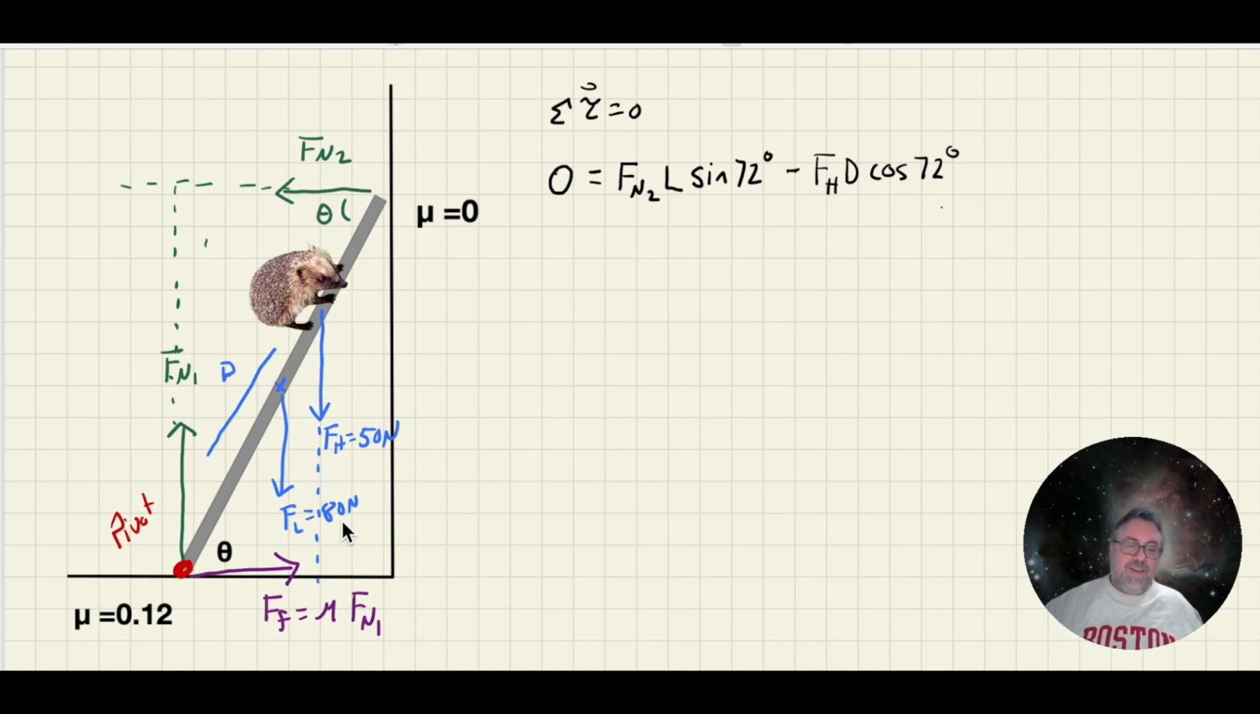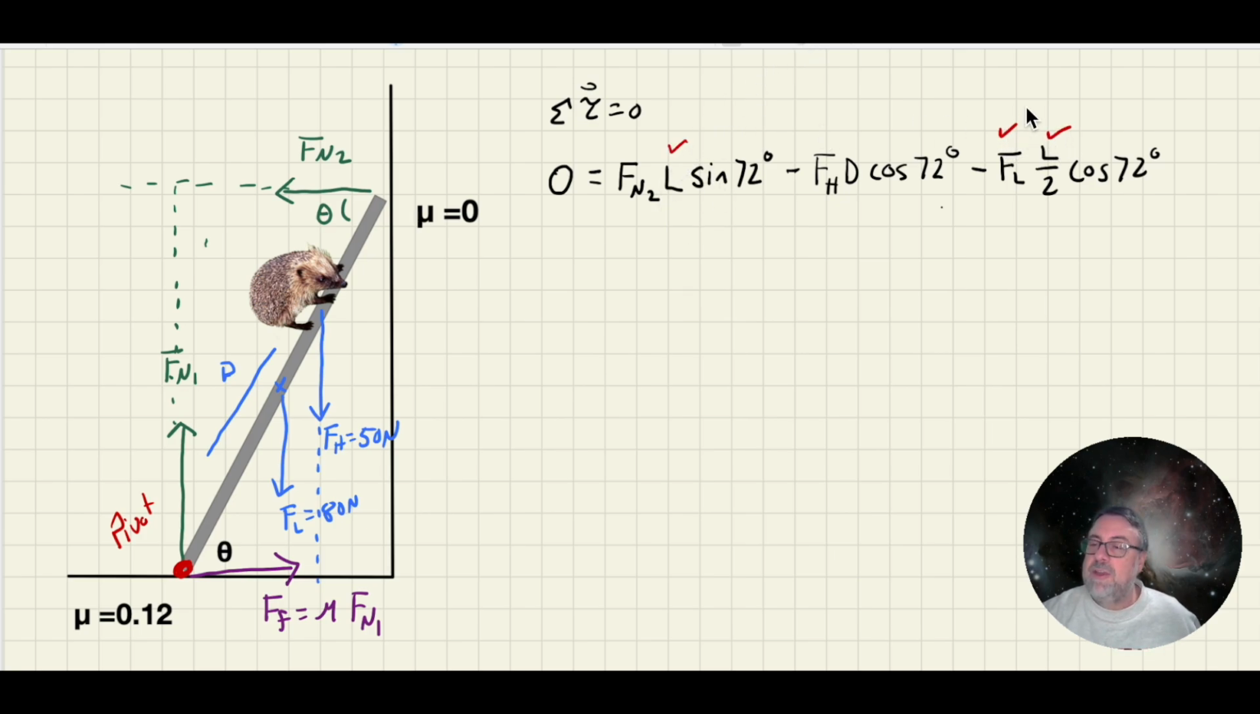Well, continuing, finally, the last force is the force of the ladder, also causing the ladder to rotate clockwise, so a negative torque. But the hypotenuse now will be half the length of the ladder. So I can add that to my torque equation: minus the force of the ladder times L over 2 times cosine 72 degrees.